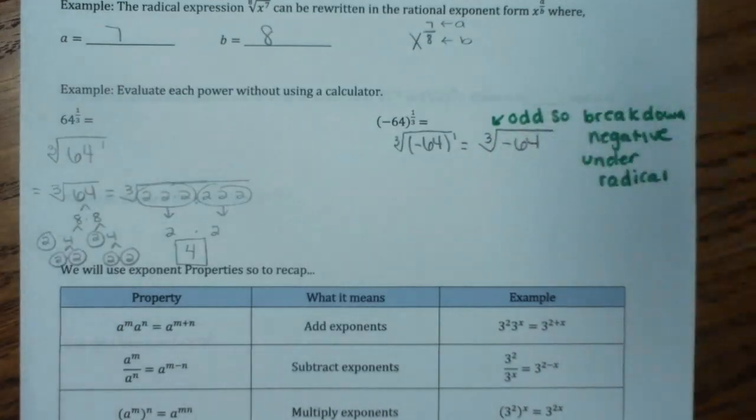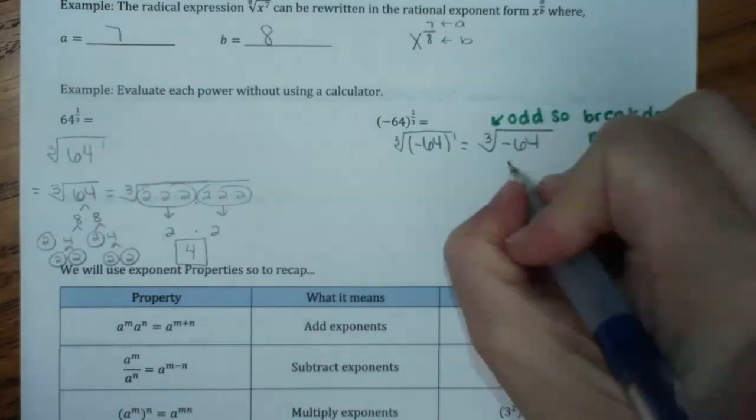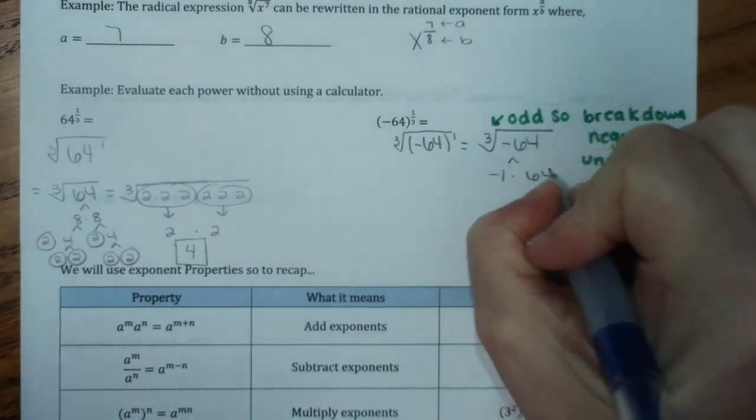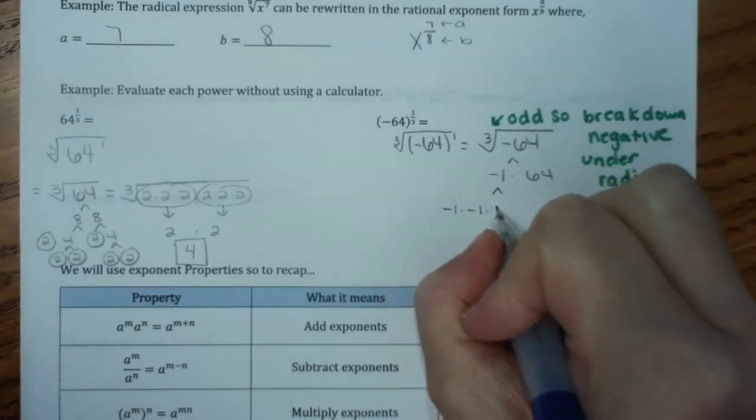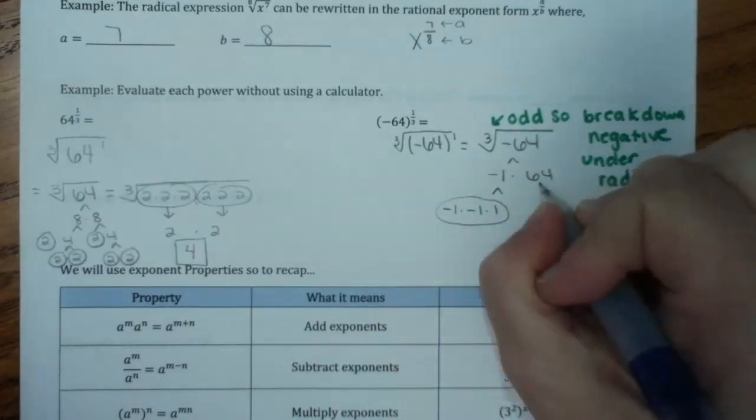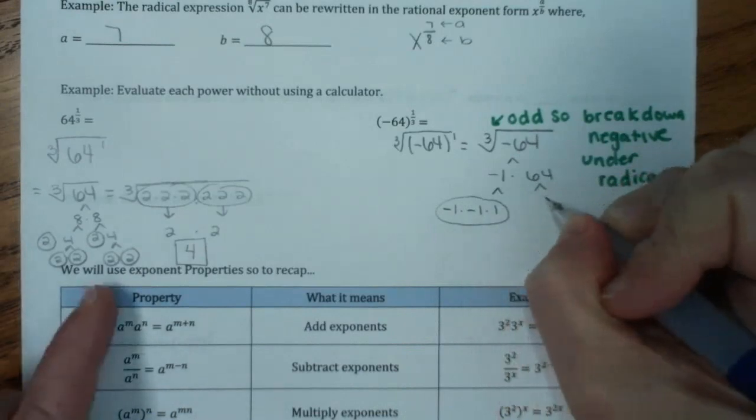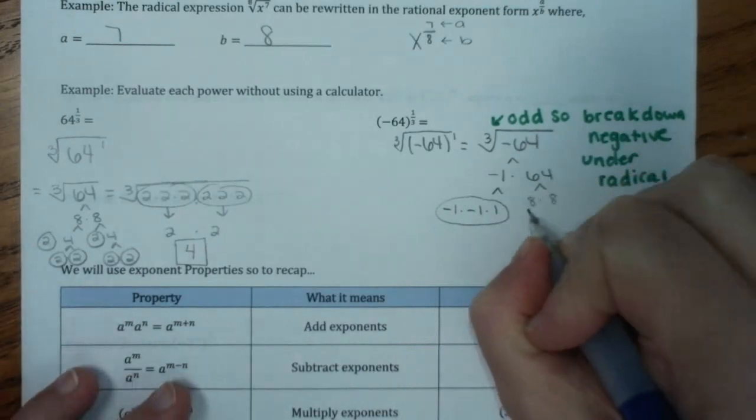I was going to say it's an odd root. So I have negative 64, which is negative 1 times 64. We're looking for 3 of a kind, so I can break down that negative 1 into negative 1 times negative 1 times negative 1. That gives me that 3 of a kind that we're looking for. And 64, just like we did over here, we said 8 times 8.